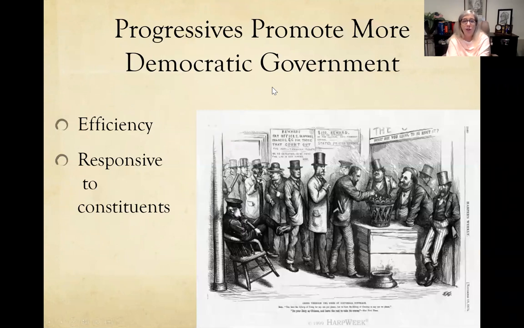So the progressives promote more in the legislature. They start to promote more of their political reforms, and they're going to make the government allow the people to have more control over the political system. We've already seen that with the 17th Amendment. So these are more progressive reforms that come in, and that is going to make government officials who are elected more bound to what their constituents, or the people who elected them, will want.